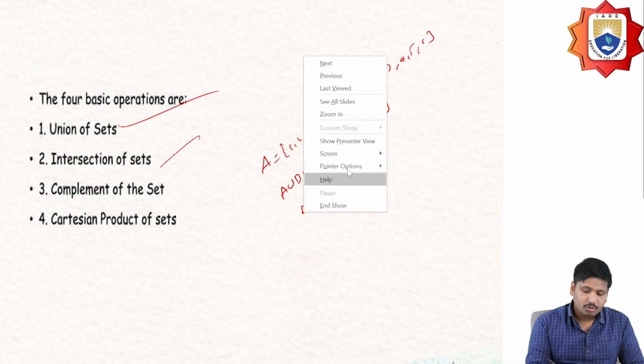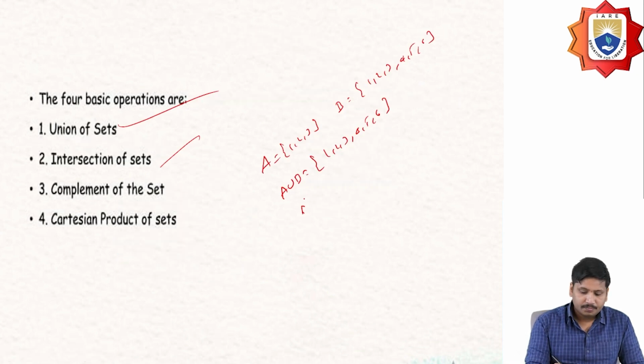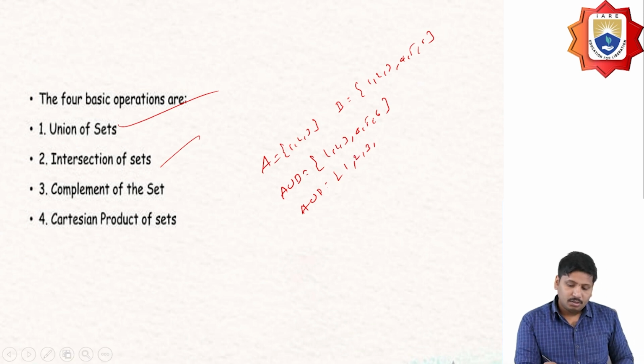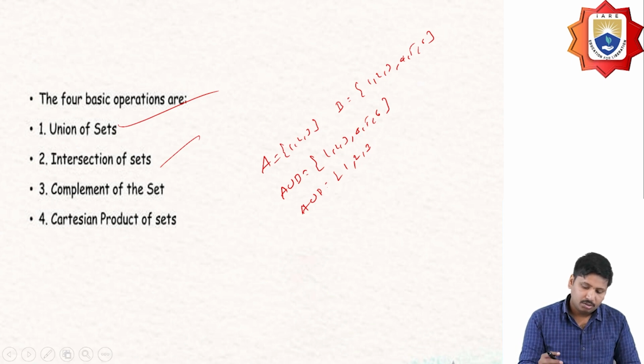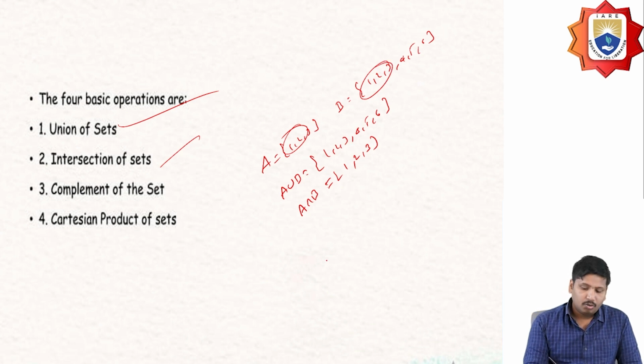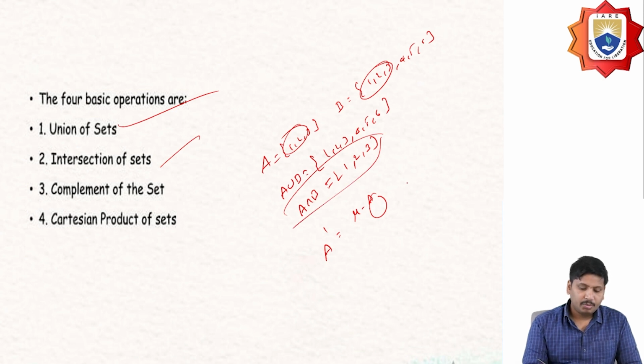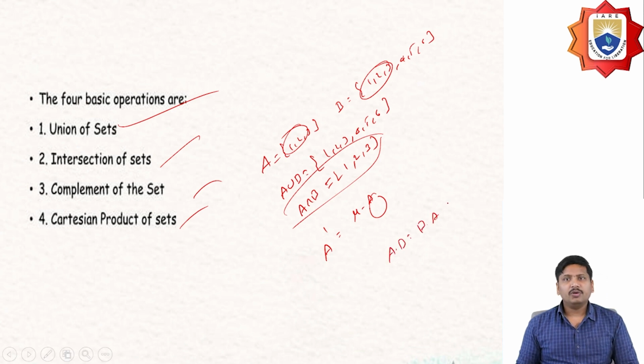And intersection means the elements that are common in the two sets, so {1, 2, 3}. This should be the intersection A ∩ B. So the common elements that are present in both sets should be the intersection of two sets. And complement of a set, so A' is equal to μ minus A. Here μ is the universal set and A' is the set of the remaining elements. And the Cartesian product of two sets means you multiply the two sets, so A × B.